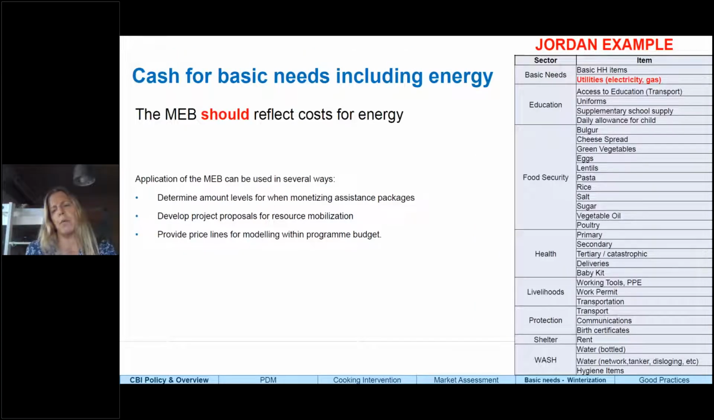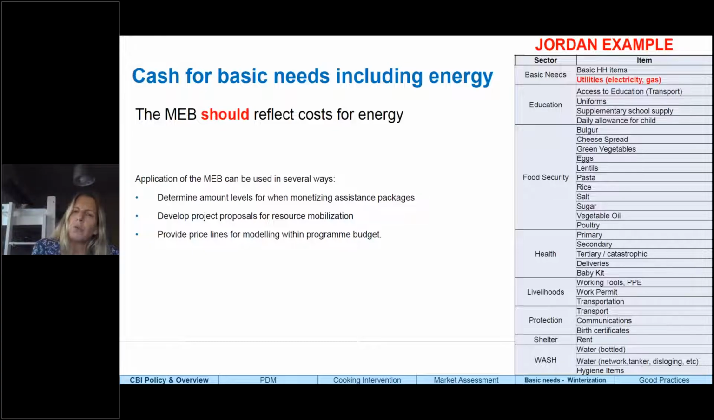This is just an example. This was for utilities, but this is how we view how cooking and energy can be part of the minimum expenditure basket. So here is an example from Jordan, and you can see that the utilities come under basic needs here. Otherwise you can see education, food security, health, livelihoods, etc. And then we just calculate how much this costs.